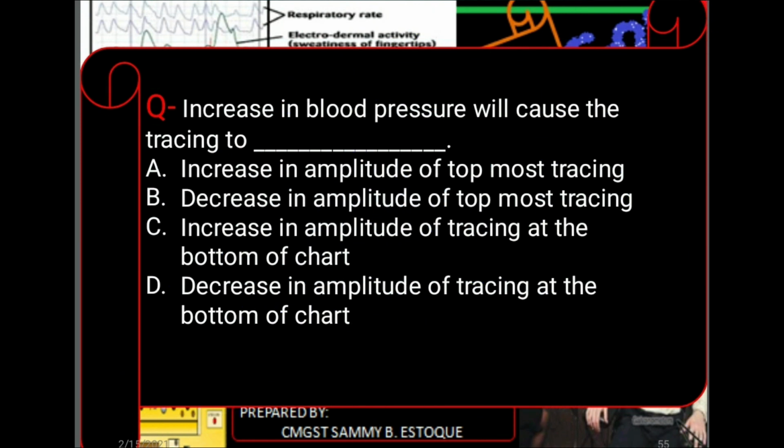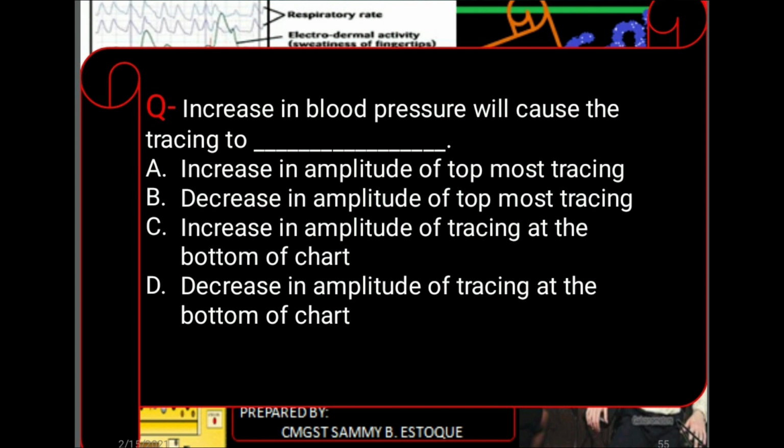Kasi kung ano yung pong response ng katawan ng subject doon po sa specific question or yung pong stimulus, ay yun din po yung magiging response nung pong psychophysiological part of our body, no? And such will be recorded by the polygraph instrument, specifically dahil blood pressure yung nasa tanong, ang nagre-record dyan, cardiograph. Okay, so therefore, the answer is Charlie, that is increasing the amplitude of tracing at the bottom of the chart. Okay? Yan po mga kapangarap.